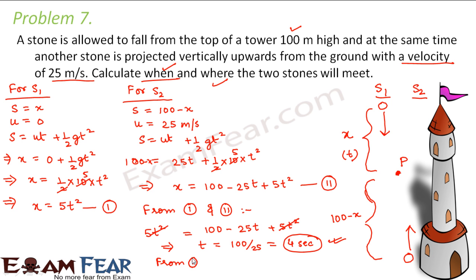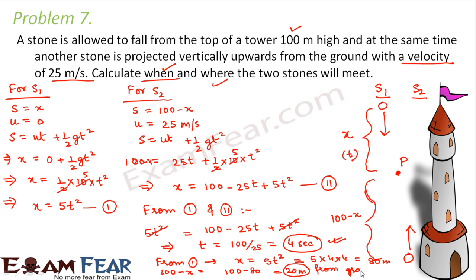So from equation 1, x is equal to 5t square, that is 5 into 4 into 4, that is equal to 80 meters. So this x is 80 meters. So what would be 100 minus x? So 100 minus x will be equal to 100 minus 80, that is equal to 20 meters. So that means the two stones will meet at a distance of 20 meters from the ground after 4 seconds, right? So they are meeting at a distance of 20 meters from the ground after 4 seconds.